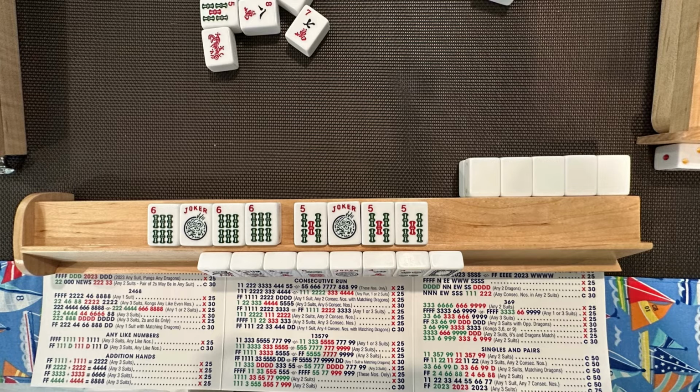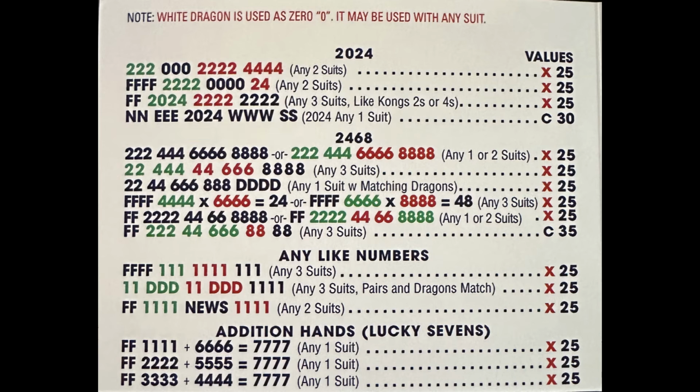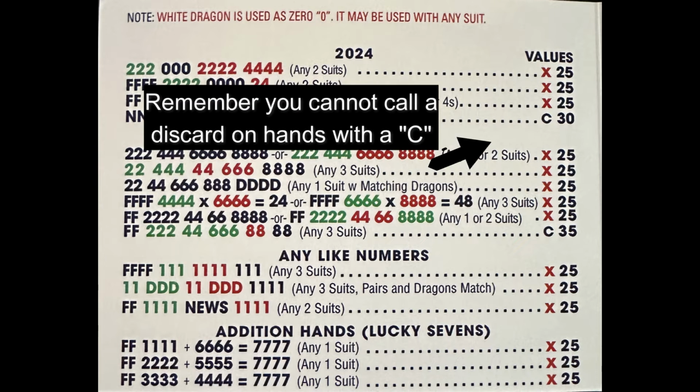If you do put up more than one exposure, it is courteous to space the exposures. This will prevent confusion about which tiles belong to which grouping. Hands marked with a C means concealed or closed. These hands require you make the hand on your own without calling and exposing.